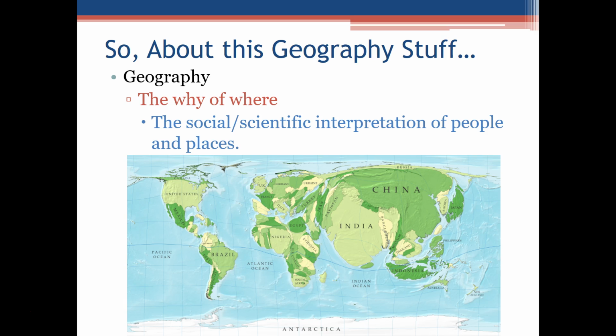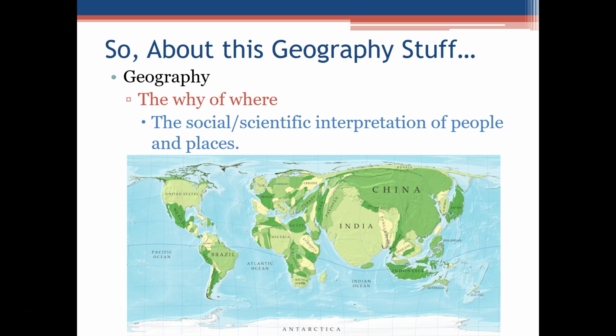But if you did want an academic definition, that's in the blue on the screen: the social scientific interpretation of people and places. So we look at places, we look at people, and we look at the impact on each other, actually. It's a good way to look at it. Now, one of our first types of maps here. We'll go through a bunch of types of maps later on in this specific key issue.